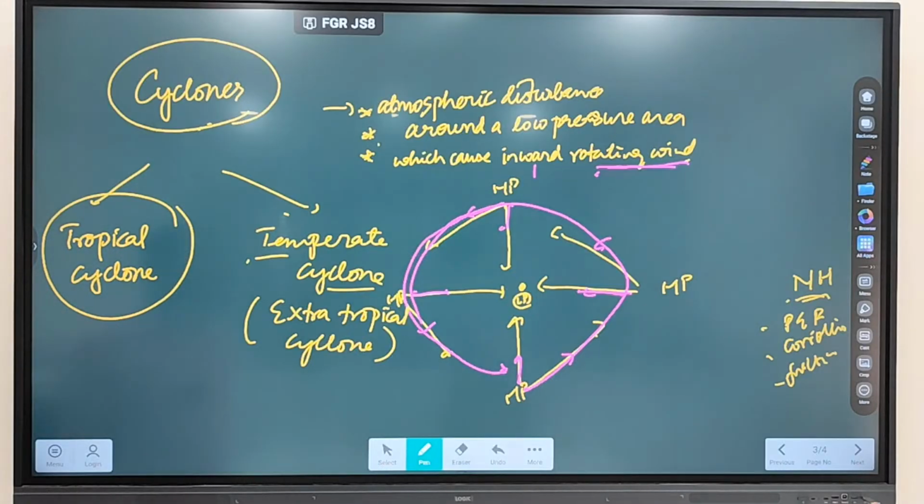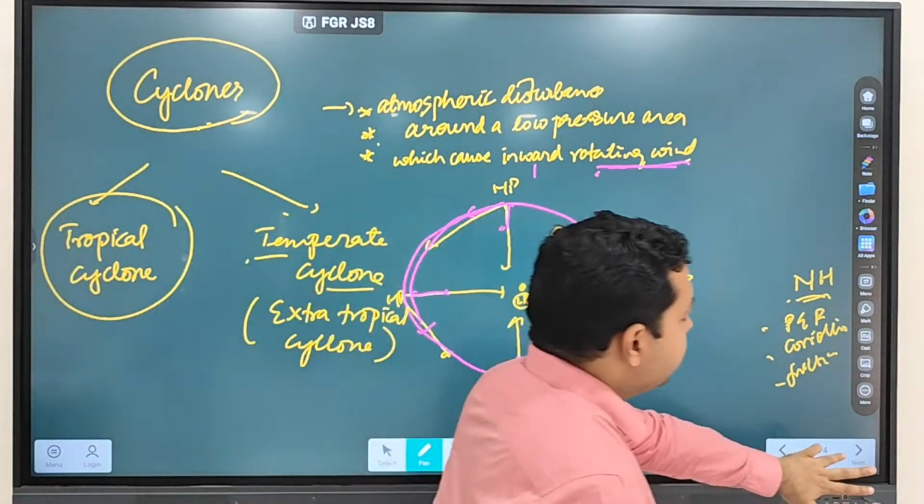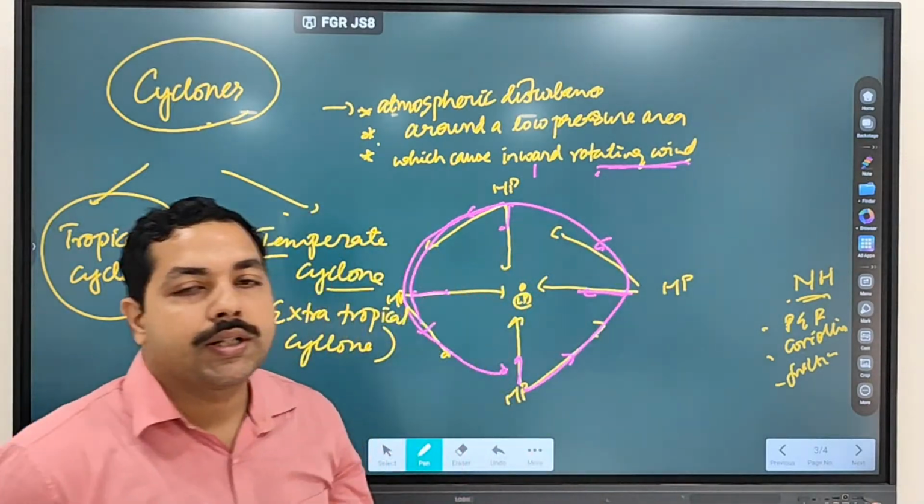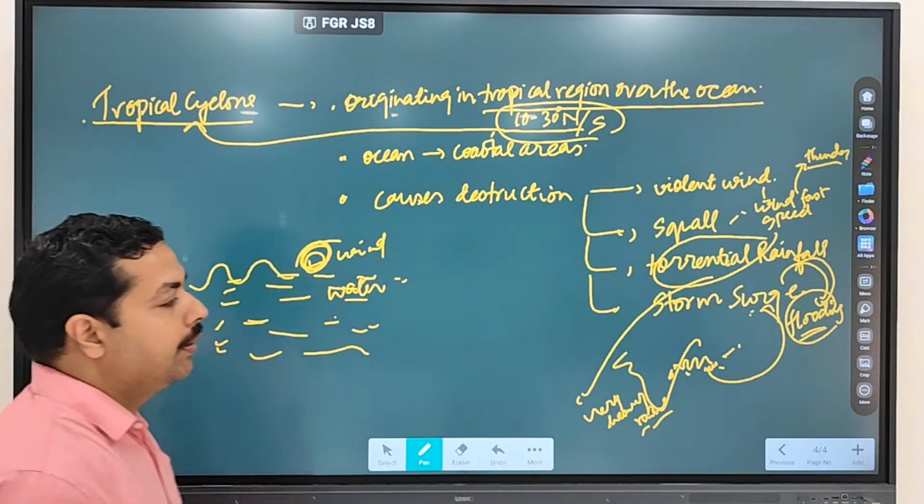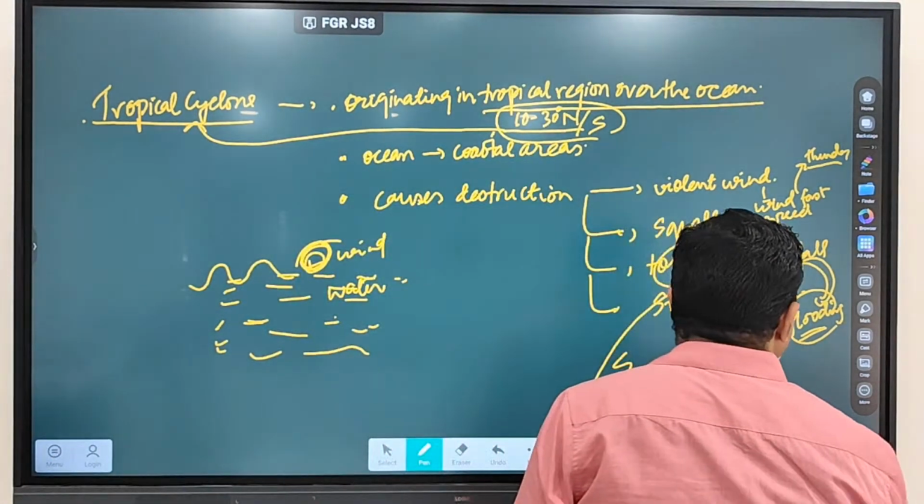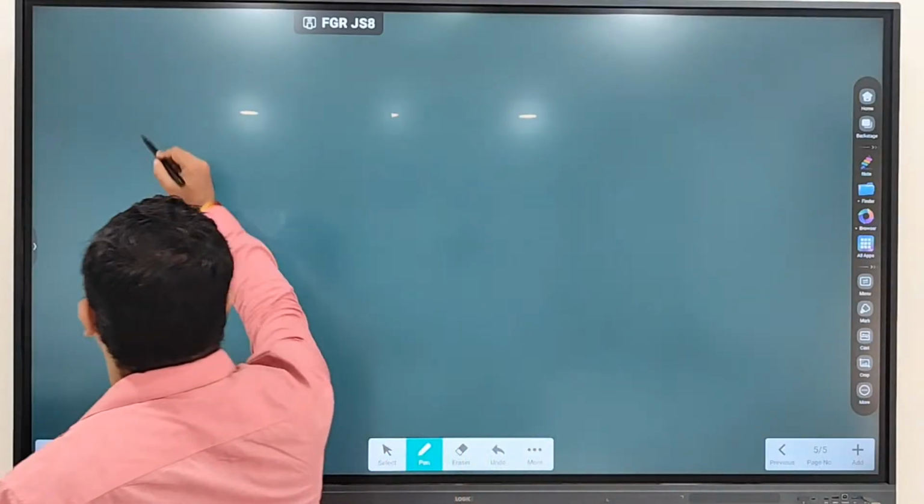And we discussed cyclones can be classified into tropical cyclone and temperate cyclone. What is a tropical cyclone? These originate in the tropical region over the oceans, moving from the ocean to the coastal areas, and cause destruction. Which type of destruction? Violent wind, squall, torrential rainfall, and a storm surge. Fine. Now, when are tropical cyclones going to be formed?